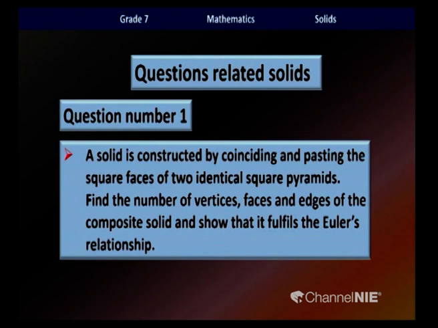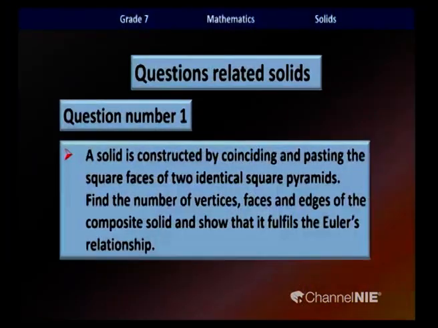Question number 1. A solid is constructed by coinciding and pasting the square faces of two identical square pyramids. Find the number of vertices, faces and edges of the composite solid and show that it fulfills the Euler's relationship.